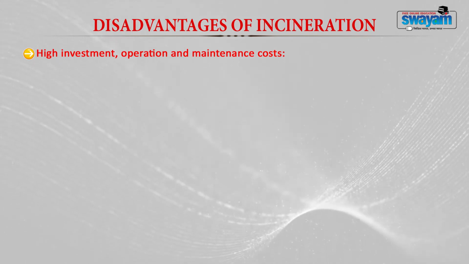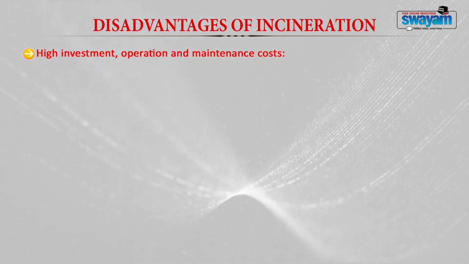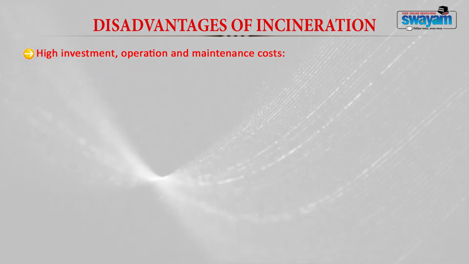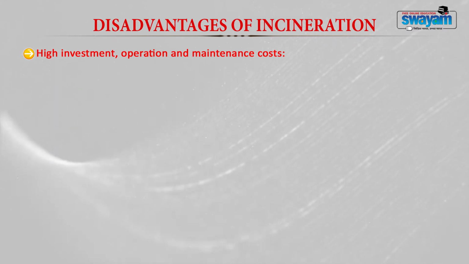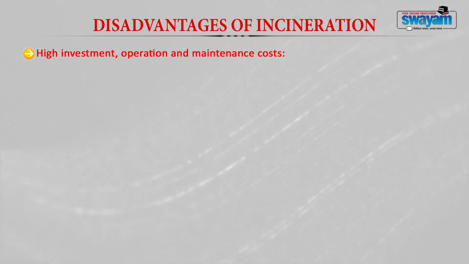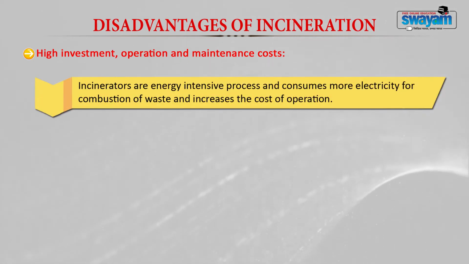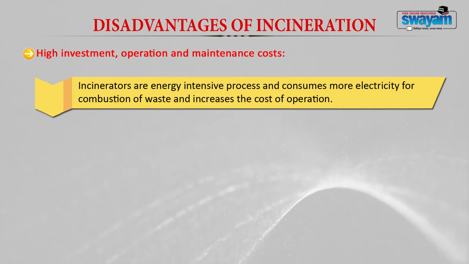Now, in addition to this air pollution problem, it also has other disadvantages like high investment cost, operation cost and maintenance cost, because supplying or creating a heat of 900 to 1100 degrees Celsius requires a large amount of energy. So, it is considered an energy intensive process due to energy consumption.